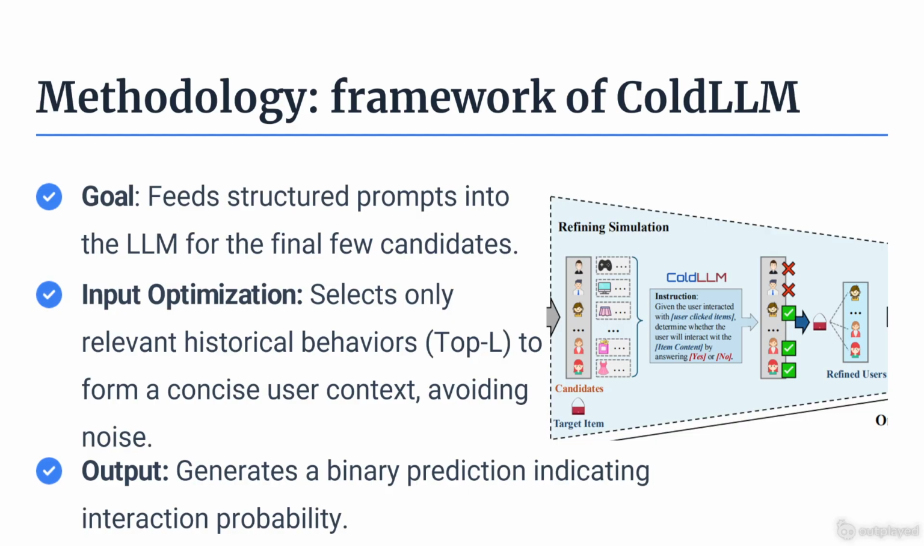The second stage is called refining simulation. The goal is to feed structured prompts into the LLM for the final few candidates. So they input prompts to the LLM and do some input optimization. They select only relevant historical behavior to form a concise user context, avoiding noise. The LLM will then generate a binary prediction indicating interaction probability.